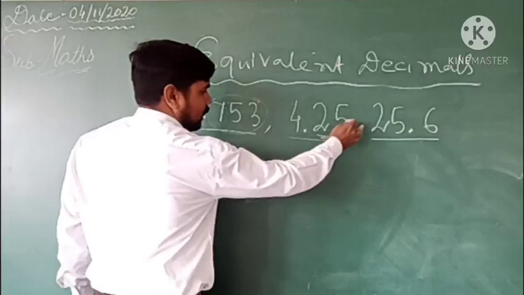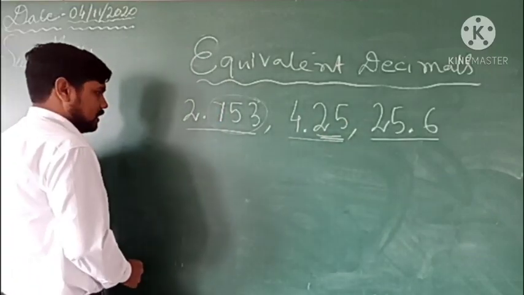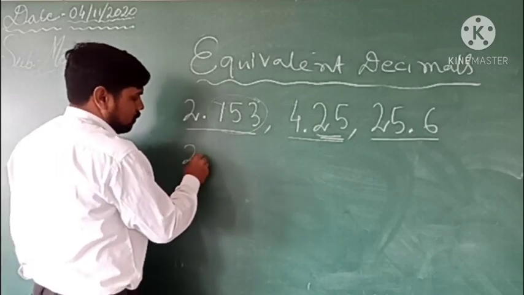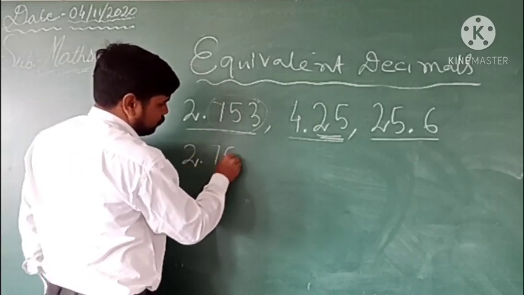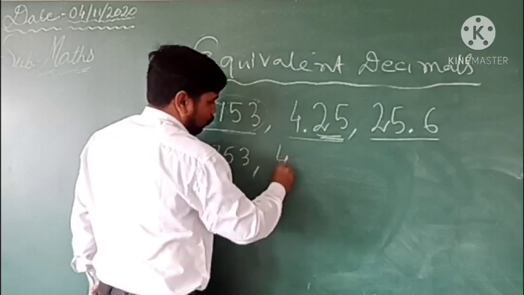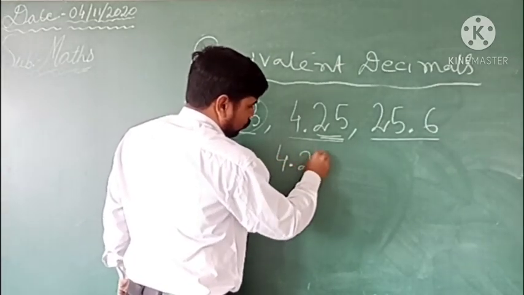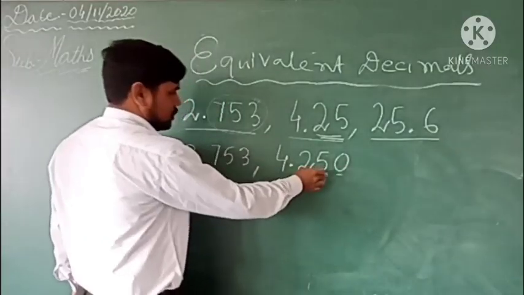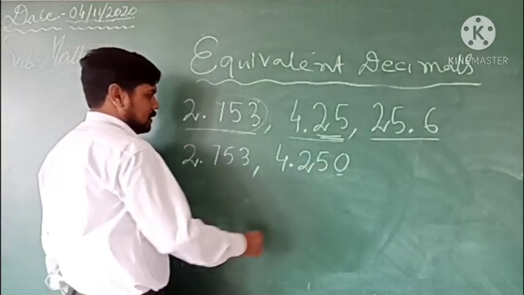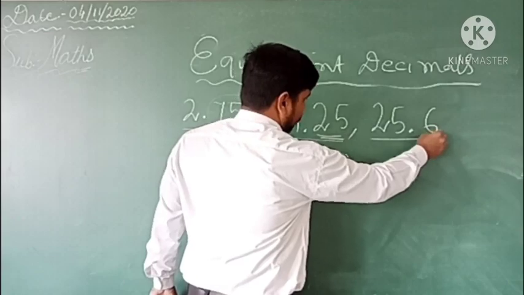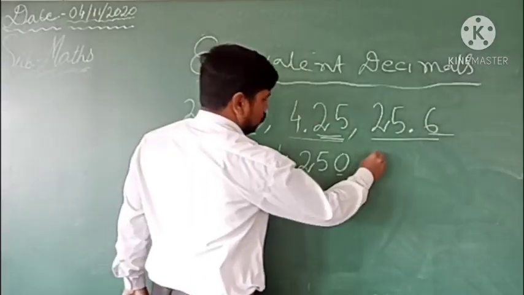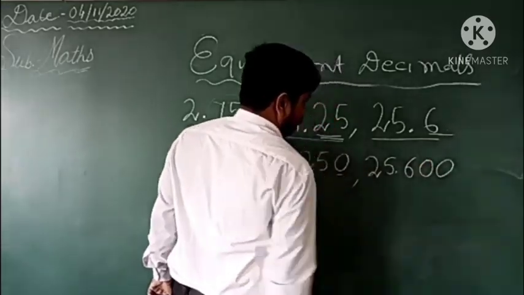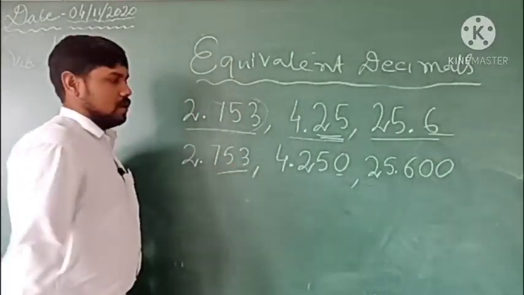For that we can give one more 0 after the decimal. So here the new numbers will be formed. This will be as it is, 2 decimal 753, and this will be 4 decimal 250, यहाँ पे हम एक 0 add किए, so that this also has 3 digits after decimal. And here also, how many 0 do we have to add? So 25 decimal 6 and 20 we have to add, because we have to make 3 digits after the decimal.